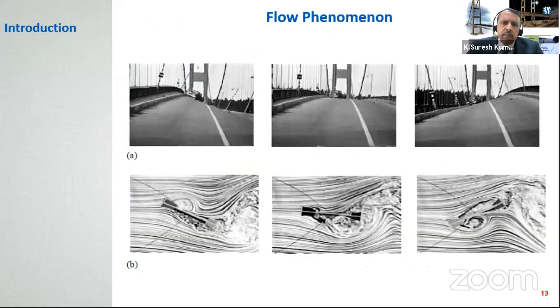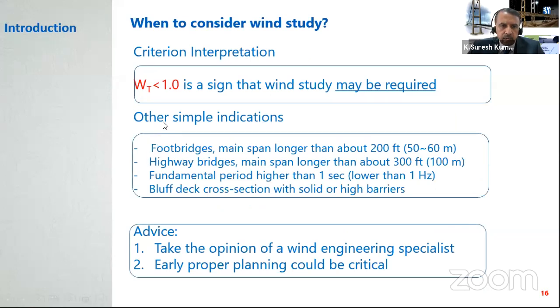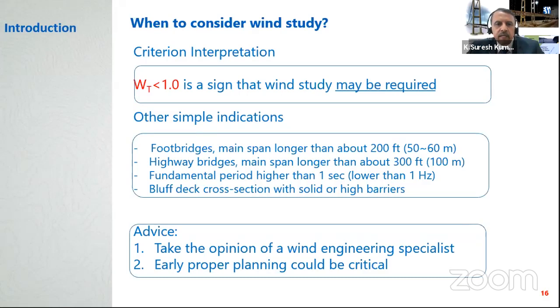See, this equation is already tabled out in the states. Though it is not in the code, this study has been done probably about 8 years back by some of our gurus from Canada. And then there are other simple indications too, because there are a number of indications in various codes. These we will put in our codes. So you can say roughly 50 to 60 meters in footbridges, highway bridges above 100.